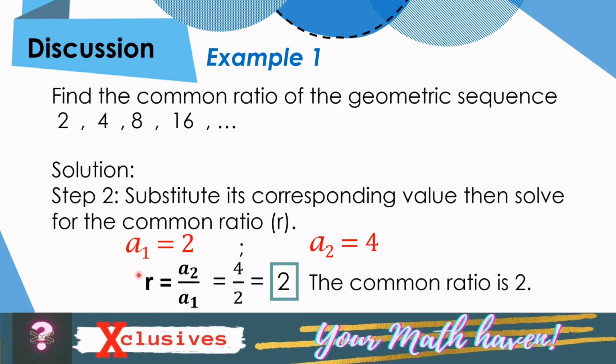Earlier, we have the formula for finding the common ratio, which is r is equal to a sub 2 over a sub 1. Substituting the values, we have a sub 2 which is 4 over a sub 1 which is 2. 4 divided by 2 gives us 2, which is the common ratio. Note that you need to be extra careful with the placement of a sub 2, which is over a sub 1, when substituting their values to the formula. See, that's how easy to solve for the common ratio.